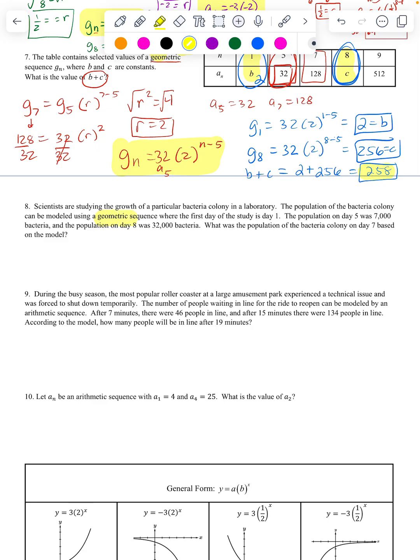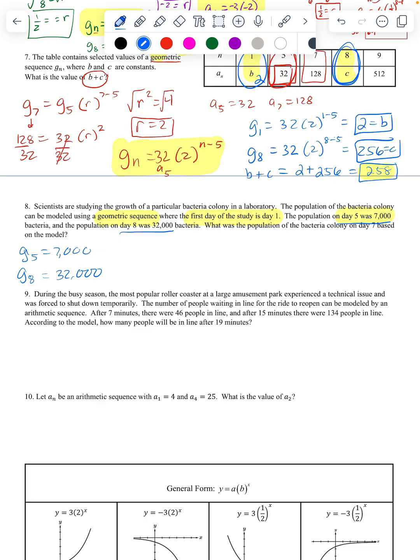That's so important. I got to read that carefully. Where the first day of the study is day 1. The population on day 5 is 7,000. That is so important. They are telling you that G5 is 7,000. And then here, later on, the population on day 8 is 32,000. So they're telling you G8 is 32,000. That's going to be the information we can use to build our equation.